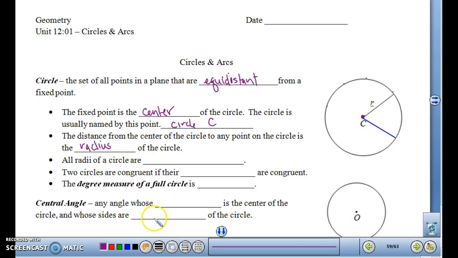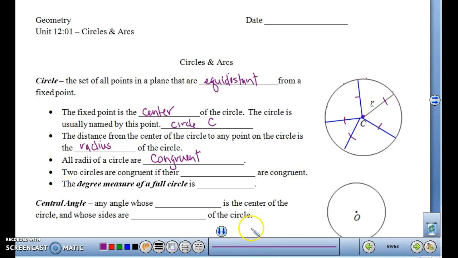So if they are all equidistant, what does that tell us about any radii that we draw? All radii of a circle are congruent. So I can draw any radius that I want in this circle. I can draw one here, I can draw one over here, I can draw one down here, and all of these radii will be congruent to each other.